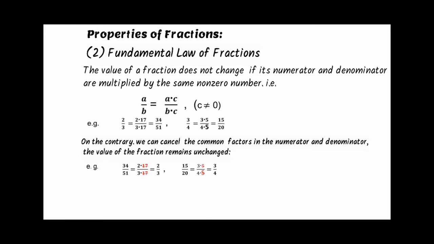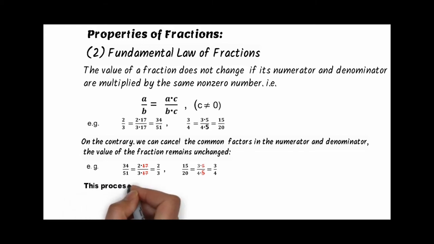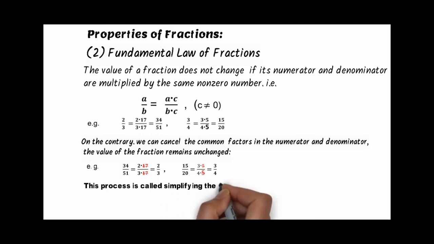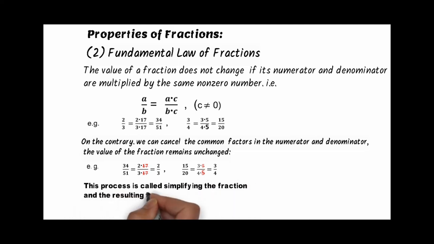Similarly, if we have 15 over 20, number 5 is common in both the numerator and the denominator. That gets cancelled out, and that becomes 3/4. And that also has the same value as 15 over 20. Okay. So this process is called simplifying the fraction. Okay? And the resulting fraction is in a reduced form. Now this is a very important property in fractions and later plays an important role in fraction operations. So you're strongly encouraged to review this several times.